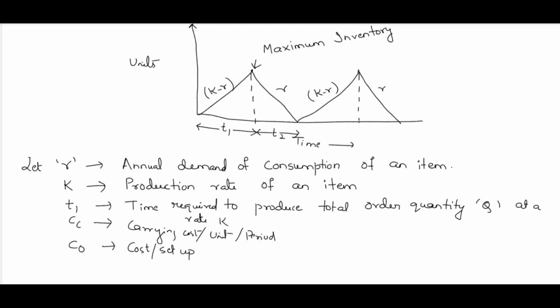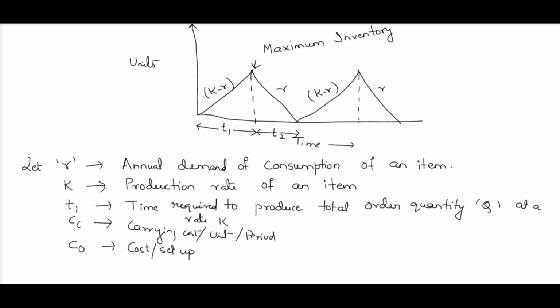Ordering cost is used when it is a purchase model, because you are ordering the subparts from some outside vendor. So that time you are using ordering cost. But here, as you are manufacturing the subpart within the plant itself, you will be using the setup cost for machines within the plant. So that is the ordering cost per setup, and I am giving it the symbol CO, so there won't be any confusion.